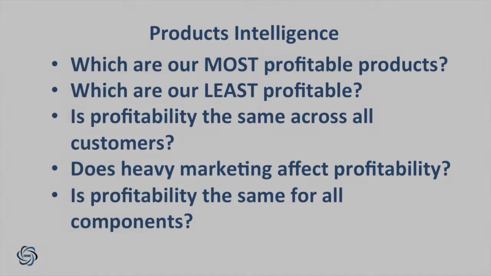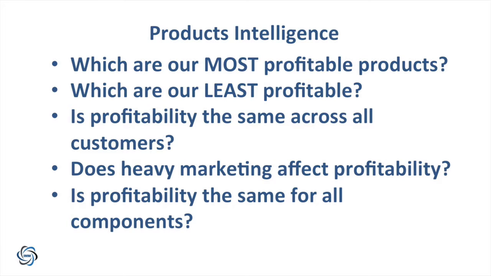Now, you really need to ask yourself, I'm looking here at product intelligence or product information, you need to be able to answer from your current systems, the unintegrated versions, for example, which are our most profitable products, which are our least profitable. These are basic questions. Is profitability the same across all customers, or does profitability depend on customers? Does heavy marketing of a particular product affect profitability? And how do we reflect that? Are we able to reflect that in our current systems?